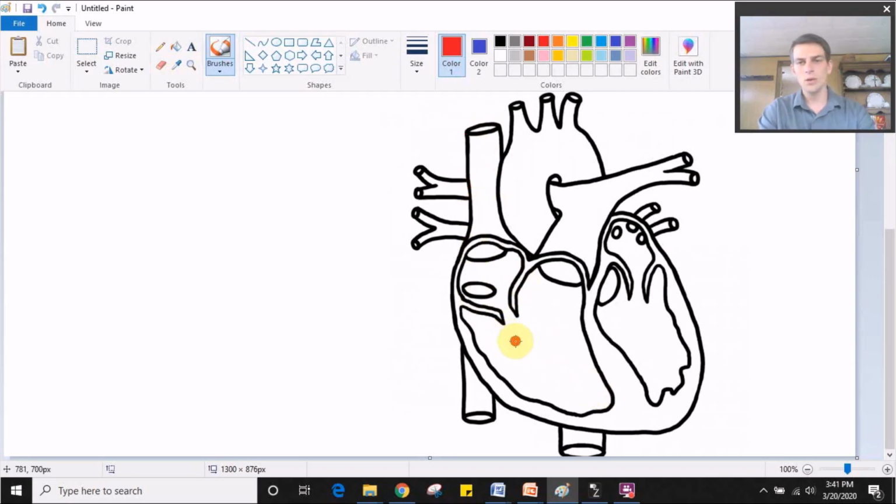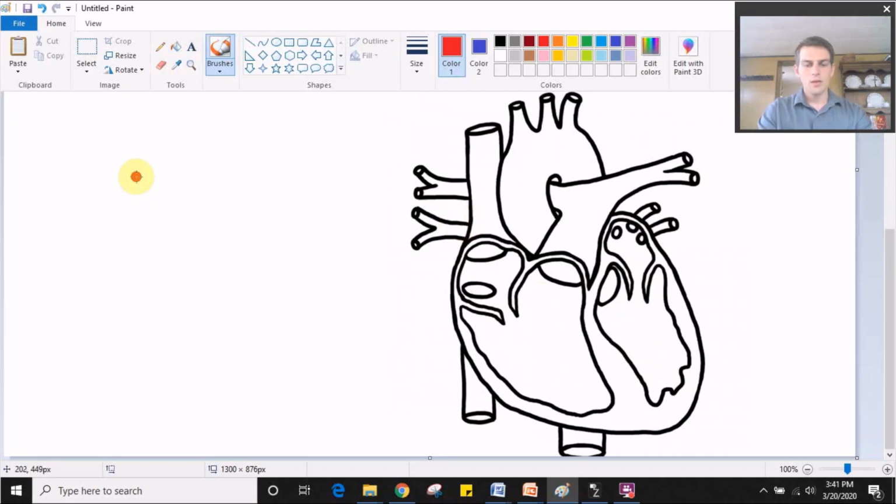And the reason we call that the right side is because we're looking at the heart as if we're standing in front of a person and using some sort of X-ray vision and looking right into them to see their heart. And so it's on that person's right side, and it's on our left as we look at it. And so the left side of the heart is over here then.